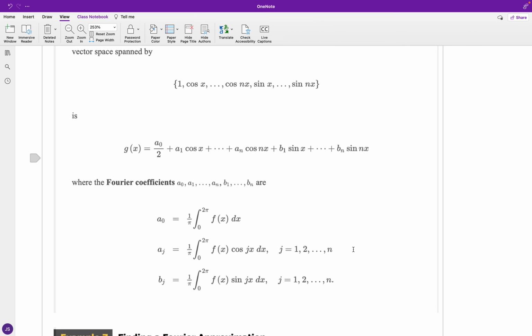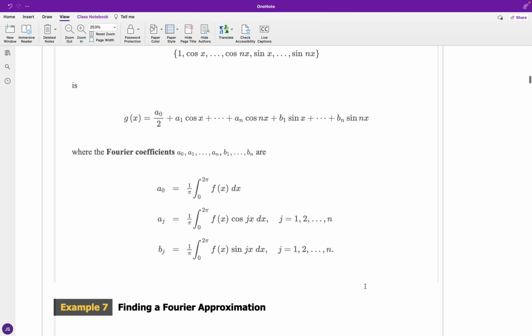and j is going to be a natural number. And also for b sub j, that is equal to 1 over pi times the integral of f of x times the sine of jx dx as x goes from 0 to 2 pi. And again, j we have with the natural numbers, or what are often referred to as the positive counting numbers.